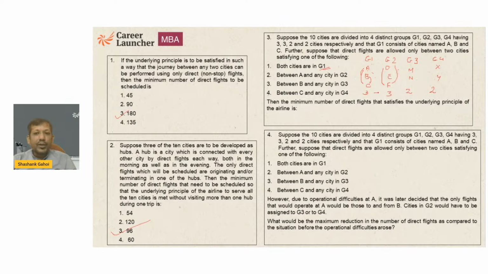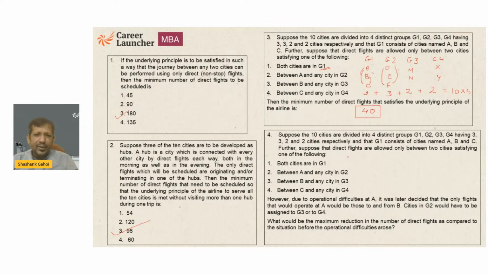So what are the total number of pairs I'm getting? The total number of pairs is 10. And each pair is going to require 4 flights. So what should be the answer of this question? That is going to be 40. That's what we are doing. Simple. Now the next one, what does it say?